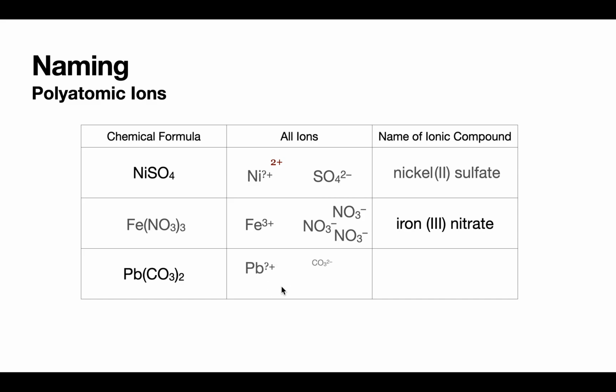And last example, which is very similar. I have 2 carbonates, so what will the lead have to be? The lead will have to be 4 plus, and so I'll go lead and 4, and then the word carbonate came from the polyatomic chart.